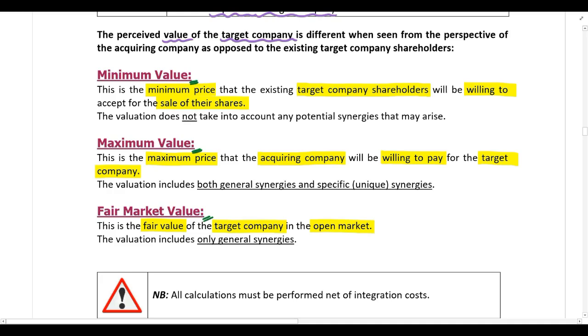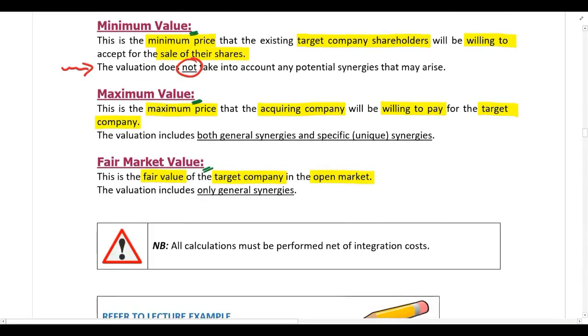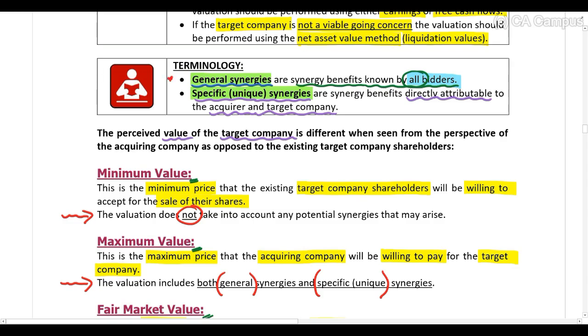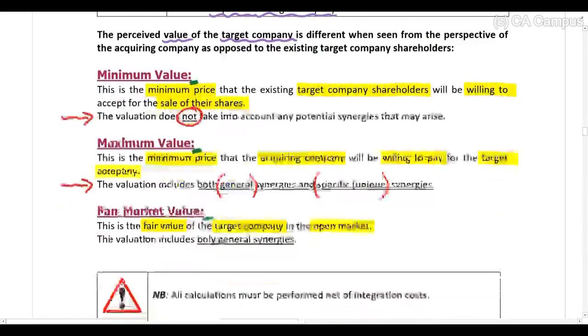When you are calculating the minimum value, you do not take any synergies into account. So if there's any general or specific synergies, you ignore them. You don't take them into account. When calculating the maximum value, you then take general and specific or unique synergies into account. So you take both general and specific or unique synergies into account when calculating the maximum value.